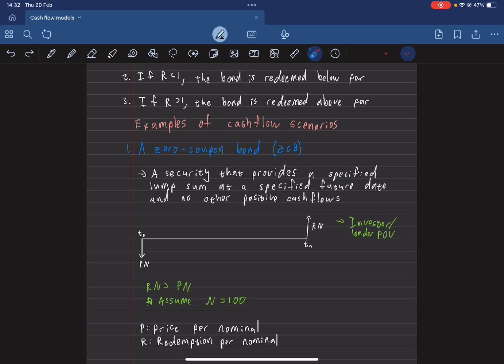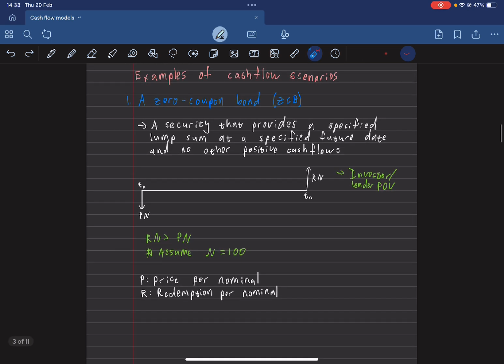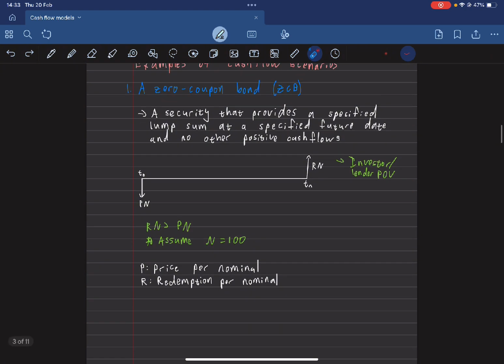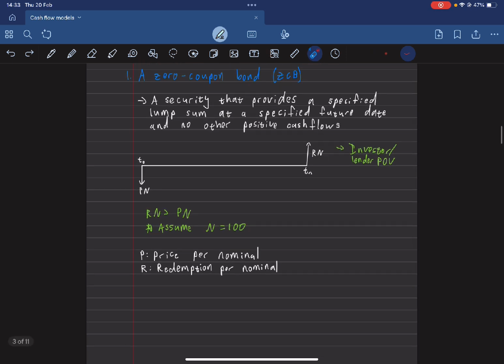Okay, so now let's look at a few examples of cash flow scenarios. The first one we're going to look at is a zero coupon bond. We often write ZCB, just for zero coupon bond. A zero coupon bond is a security that provides a specified lump sum at a specified future date and no other positive cash flows. So there's only 2 cash flows. The first one is when you buy it, you'll have a negative cash flow, and then at the redemption date, you'll have a positive cash flow.